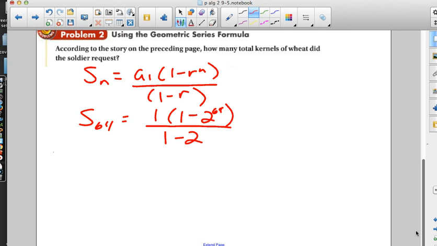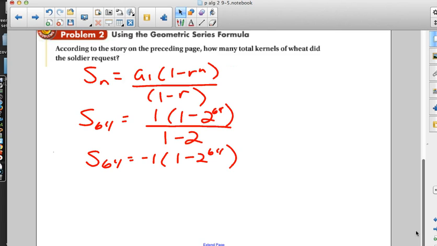1 minus 2, 1 to the denominator is -1. 1 divided by -1 is -1. Again, it just doesn't look too intimidating at this point. So you get to that 64 power. That's got to be a lot. Let's see how much a lot that is.